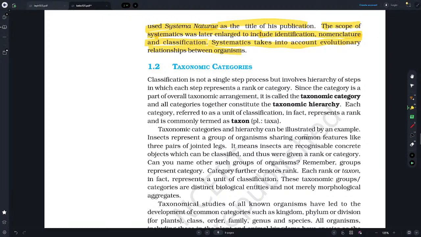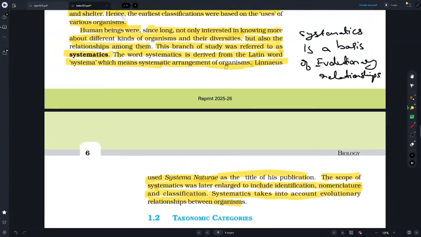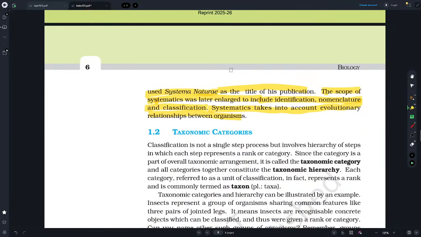Carolus Linnaeus was not only the one to give the nomenclature, or the binomial nomenclature to be more specific, but also gave a specific book called Systema Naturae, as it's a book of his. The scope of systematics will include both identification, nomenclature, and classification.